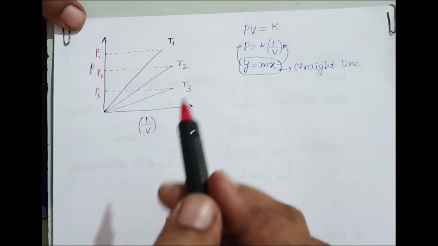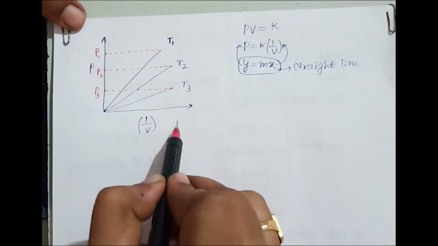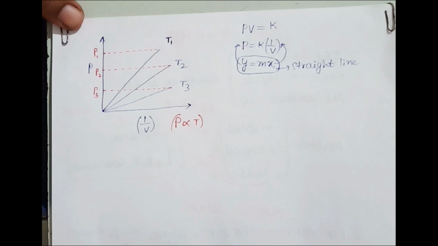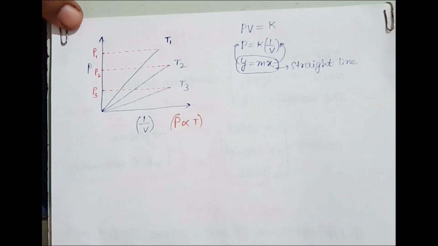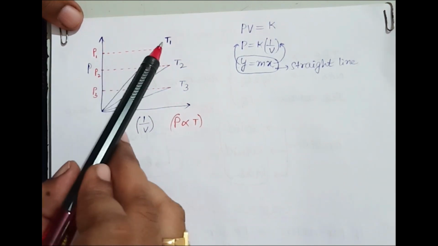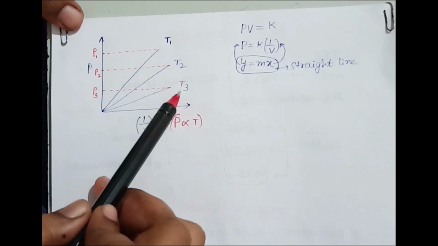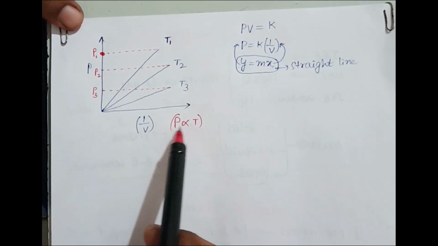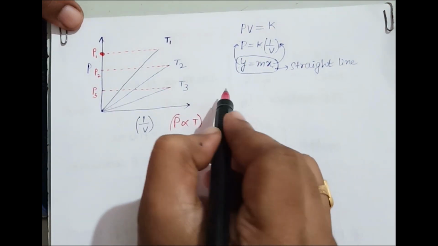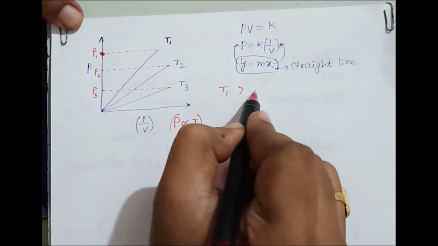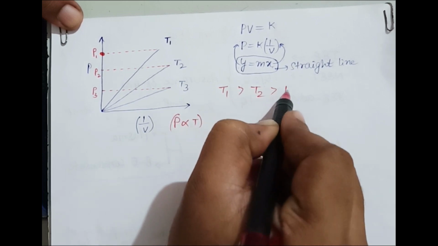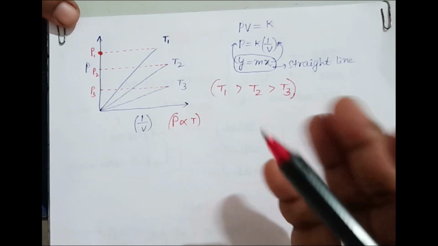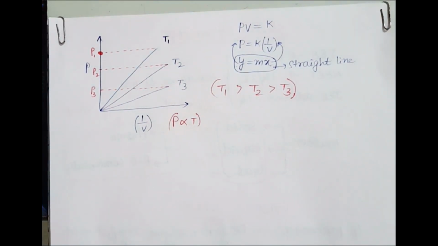Done? Understood? Now we will study one more rule, that is Gay-Lussac's law, which says pressure is directly proportional to temperature, which I will explain in the further topics. So don't worry about it. Now I don't know which value is big, T1, T2, T3, but I know P1 is the big value. P1 is big means the temperature correspondingly is more. So I can say T1 is greater than T2 is greater than T3. So in this way we can easily solve the questions related to Boyle's law, graph questions.